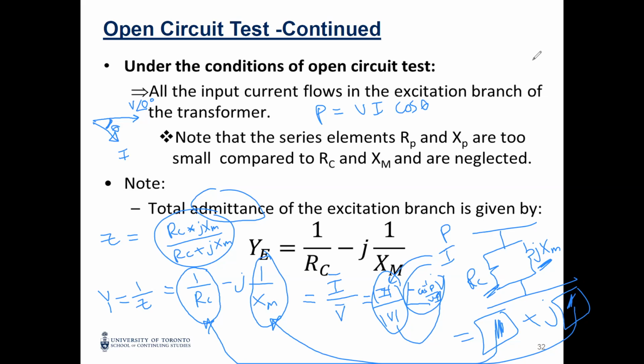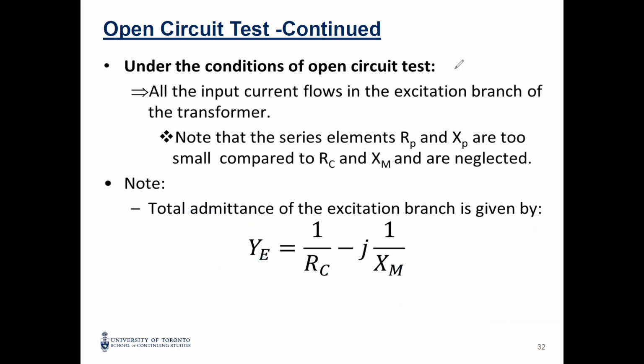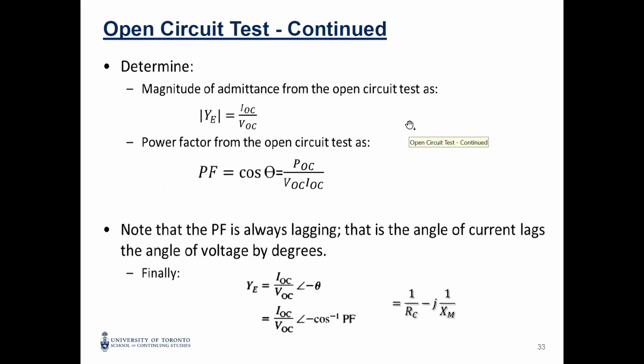Okay. This one is for the open circuit. I have the equations here. I will call all the voltage, current, and power from the 3 meters as OC, like for the open circuit. Magnitude is I over V. Angle is minus cosine inverse of PV over IC. Go to the imaginary, rectangular form. The real is 1 over RC. Imaginary is 1 over XM. And that's it.